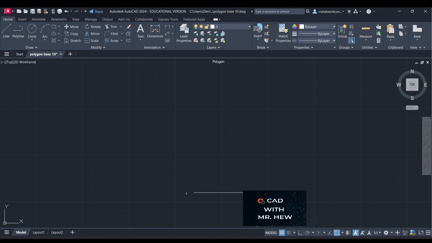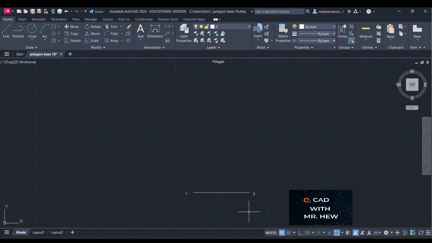Now the next step is to construct a 90-degree angle at 1. So we're constructing a 90-degree angle at 1.